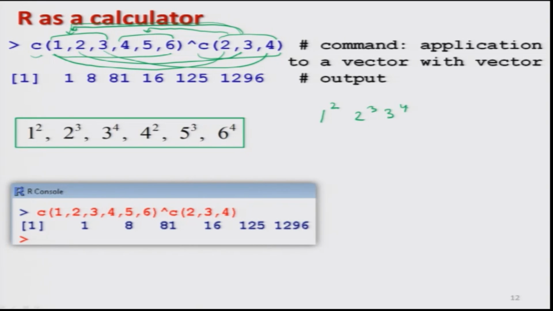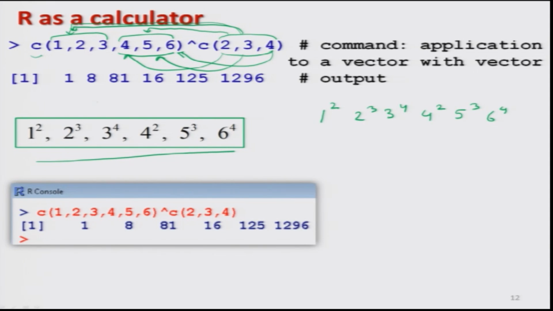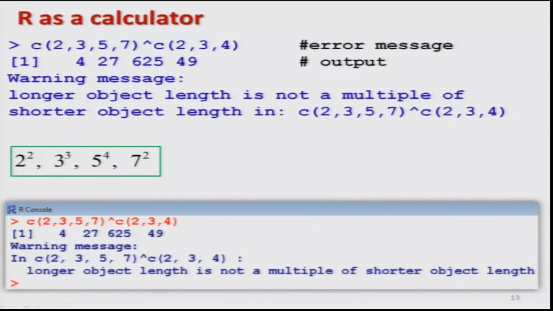And when I multiply 4, 5, 6, let me clear it so that I can explain better. When I take 4, 5, 6 with 2, 3, 4, then 2 comes here, 3 comes here and 4 comes here. So, this value becomes 4 square, 5 cube and 6 to the power 4, and this is the value which is being calculated here. Right, and the same outcome is being obtained over here also in the R graphical user interface window.